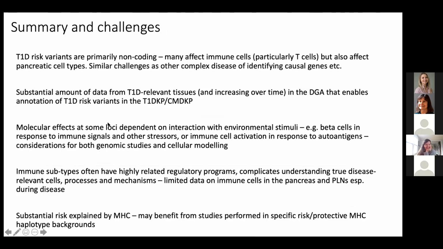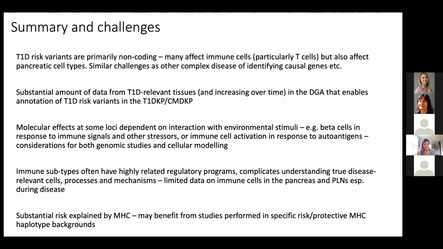Okay, so, summary. Risk variants for type 1 diabetes are primarily non-coding, and many affect immune cells, but also affect the pancreas. There are similar challenges as in all other complex diseases of identifying causal genes and so forth. There is a substantial amount of data from T1D-relevant tissues, particularly in immune cells, but also increasingly pancreas, and the Diabetes Epigenome Atlas enables annotation of risk variants in the portal.